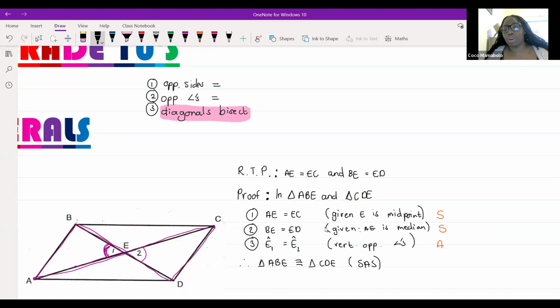All right. And now, because we know that these two are equal to each other and that they bisect, or that there's a bisector for these two, then we can say, therefore, ABCD is a parallelogram. Okay, and our reason for that will be because diagonals bisect.